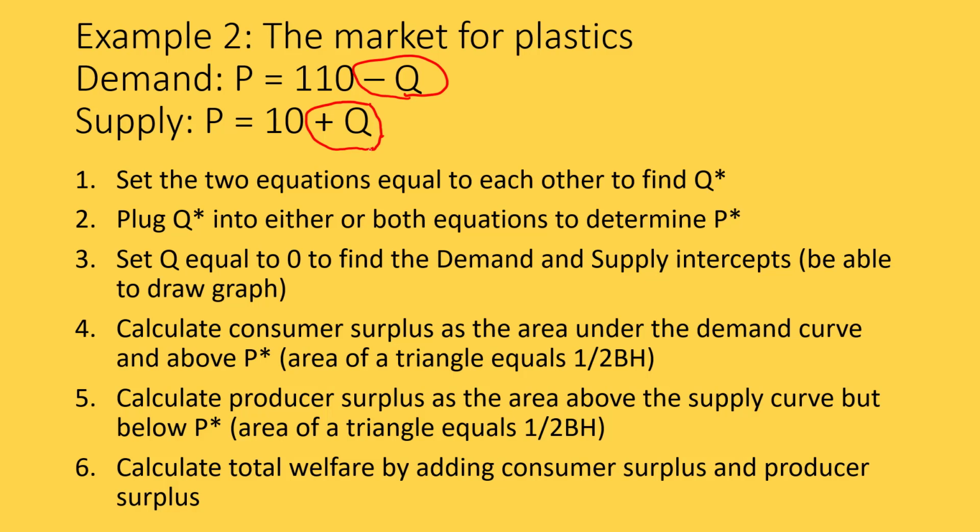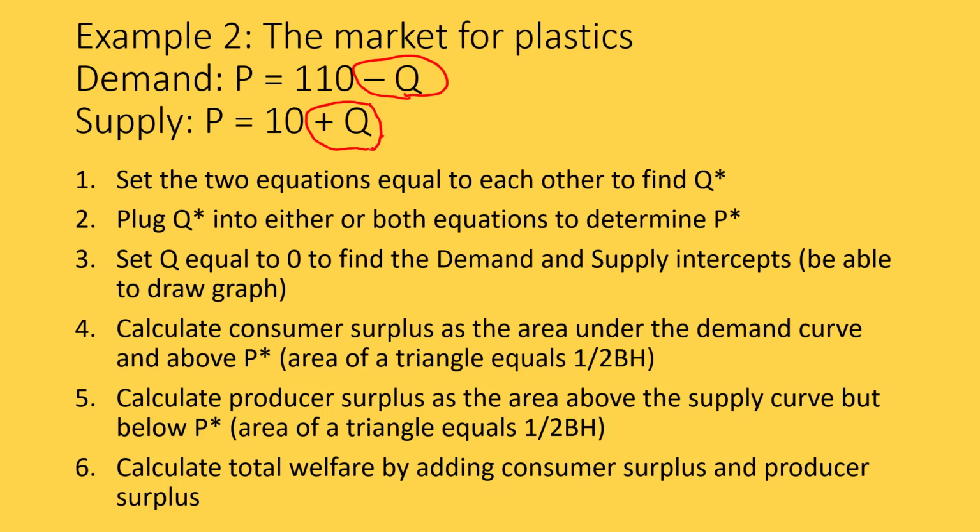So remember, the rules here are that you set the two equations equal to each other to find Q star. You can plug that Q star into either or both equations to determine your P star. And then you set Q equal to 0 to find the demand and supply intercepts. So you should be able to do that so that you can draw out the graph and then calculate things like consumer surplus as the area under the demand curve but above the equilibrium price that you calculated.